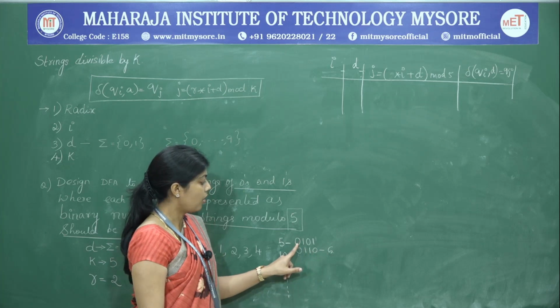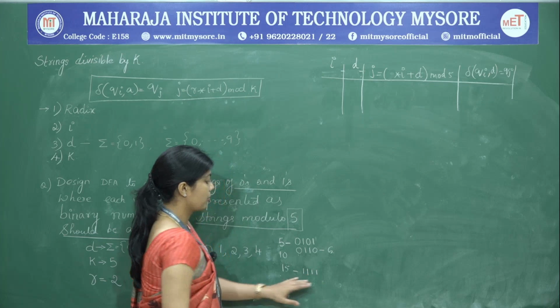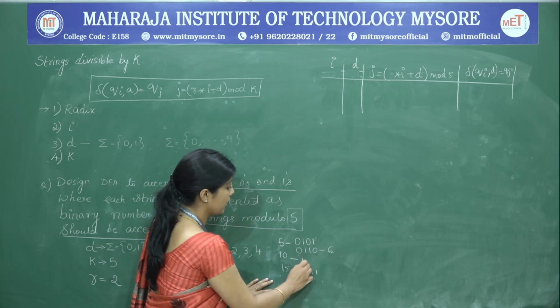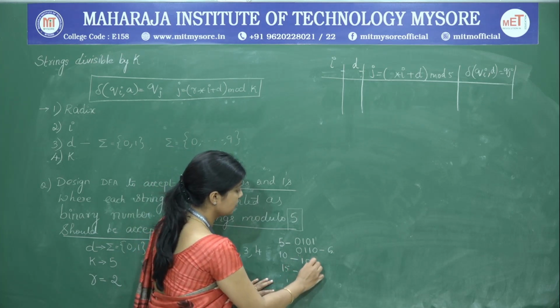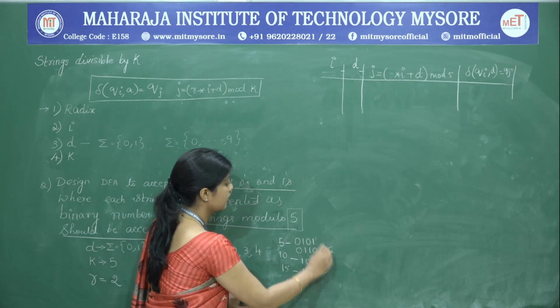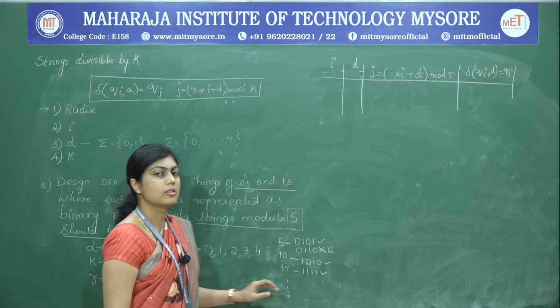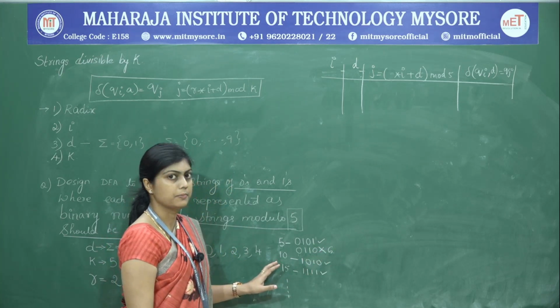So therefore, all the multiples of 5 such as 5, 10, and 15 have to be accepted. So these 3 have to be accepted and this has to be rejected. So this is the idea behind designing the problem.